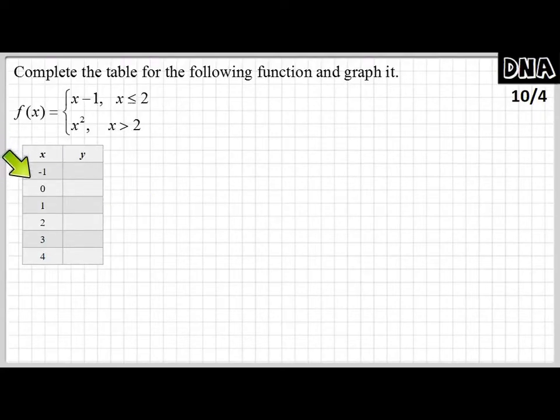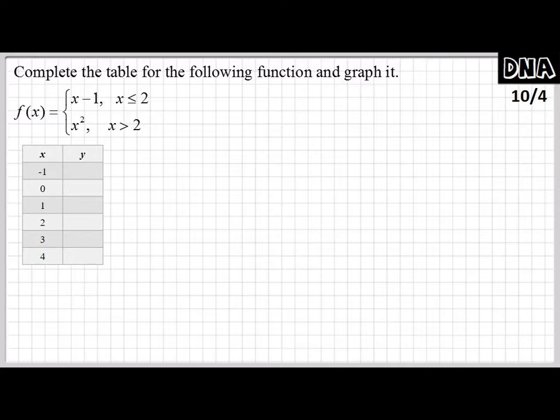Yeah, so for -1, you have to look at the qualifiers right here and decide which rule you're going to plug it into for this function. Are you going to plug it into the first rule or the second rule? Yeah, you plug in the first one, because the first one says x is less than or equal to 2, and -1 is less than or equal to 2, so you plug into the first one. You're going to get -2.